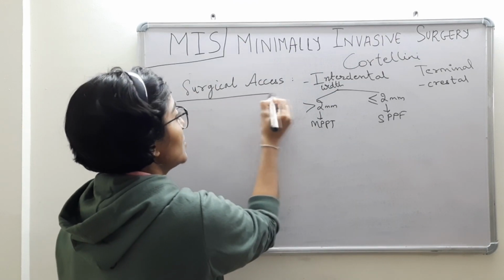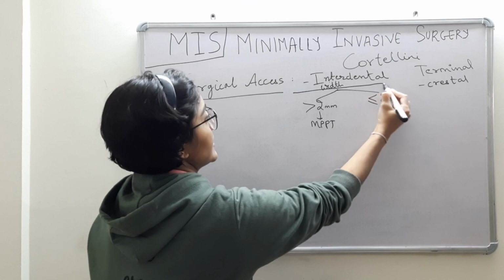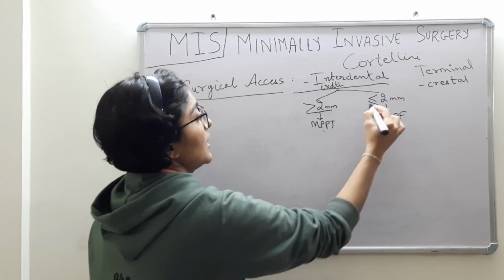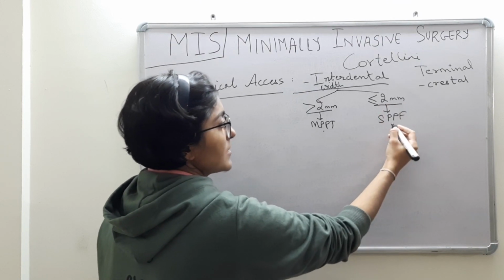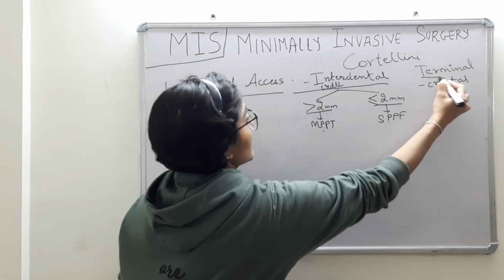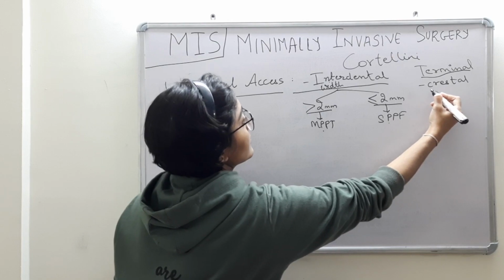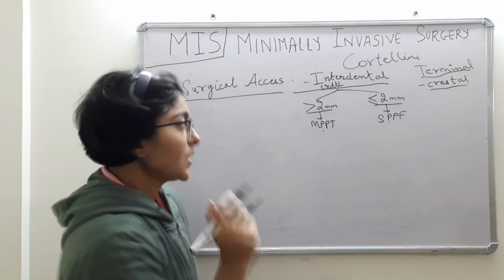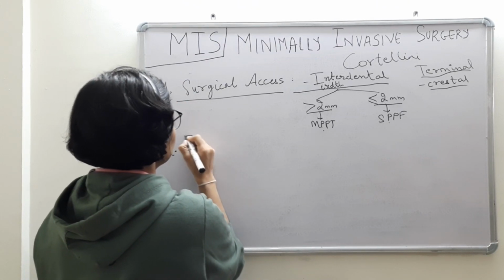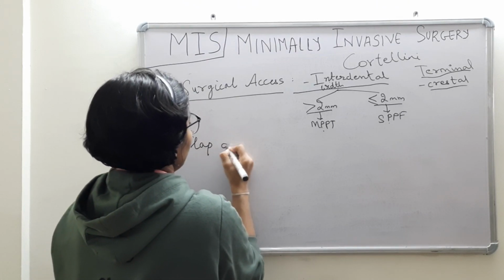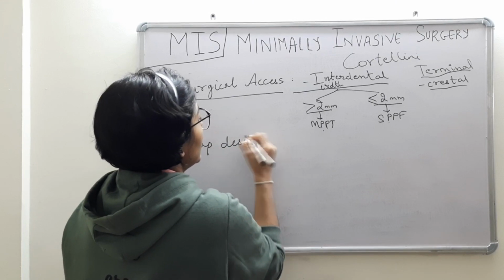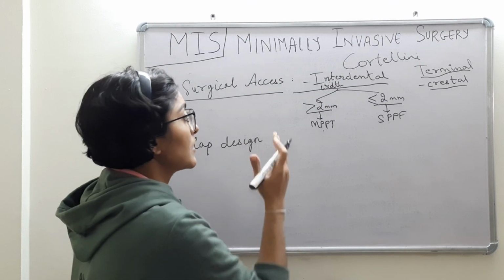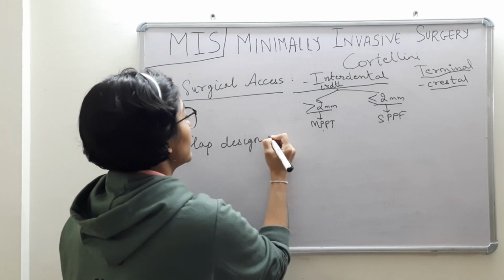For the surgical access, based on the interdental width, if it is a wider interdental space, MPPT, if it is a narrower interdental space, SPPF, and if it is a terminal tooth, an add-on incision will be crestal incision. Clear till now? Now the next point to be considered is the flap design. So now that the incision design is considered, completed, now we consider flap design.